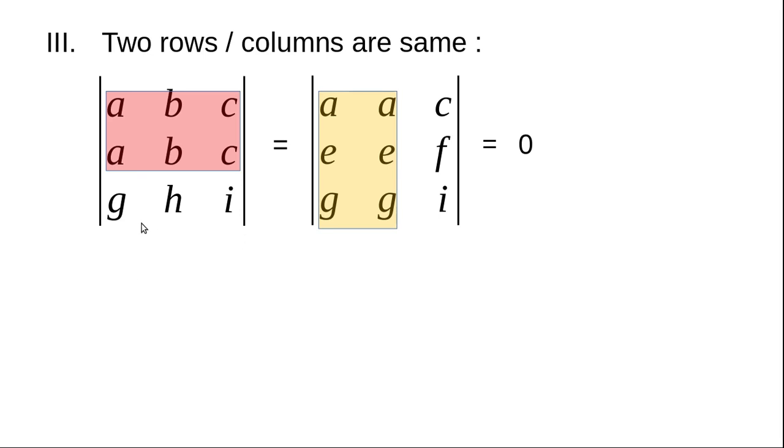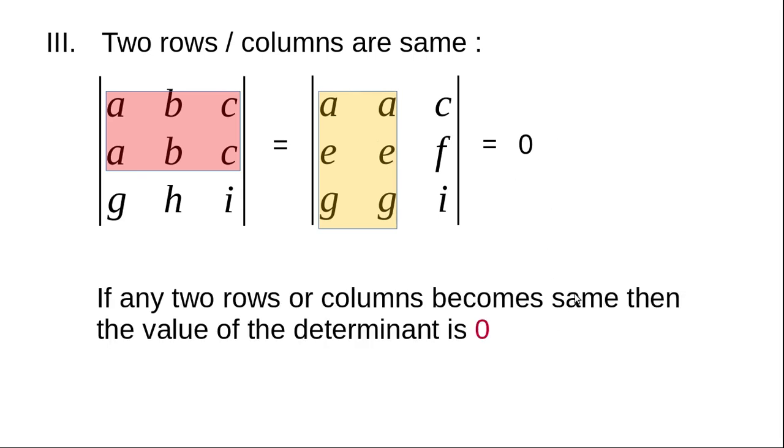This is true for any two rows or any two columns. Here we have given an example of equating these two rows or these two columns, but you may find the value of the determinants by equating any two rows or any two columns, and in each case that would be equal to 0.